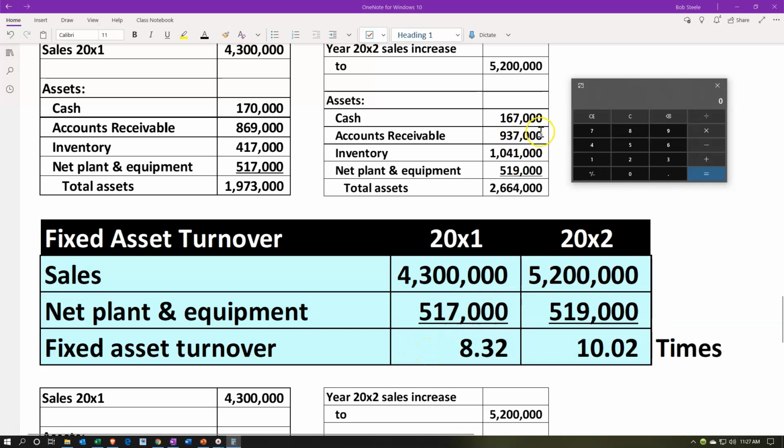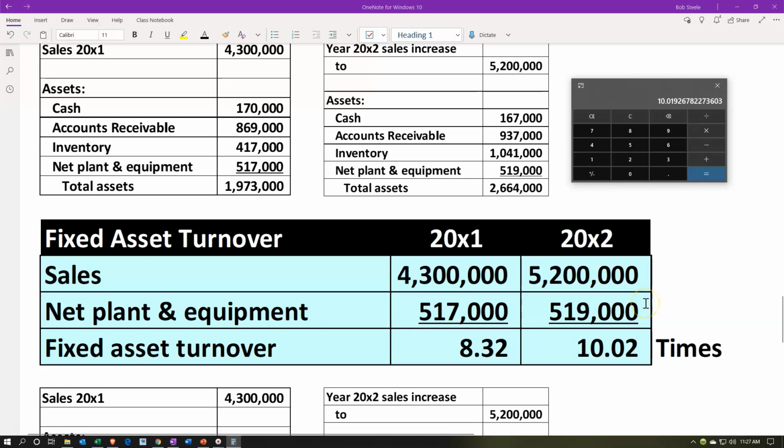8.32. Comparing that to 2000X2, 5200000 divided by 519000, we've got the 10.02. And so that's good, right? That's good because the turnover is going up. Why is it going up? Well, the sales are increasing, so we would think that we're using our fixed assets more efficiently in order to generate the sales, is the assumption that we're making there.